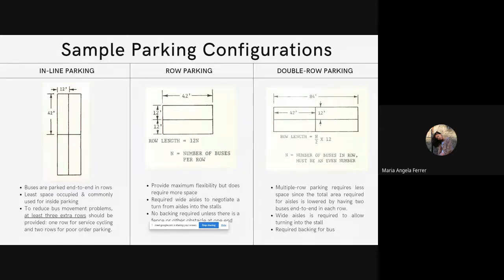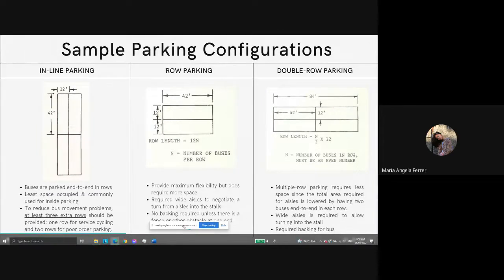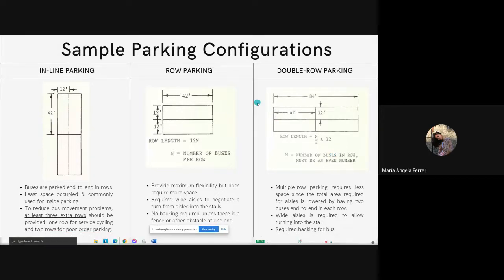So here we have several sample parking configurations for the buses. The first one we have is inline parking. For this configuration, buses are parked end to end in rows, and least space is occupied, which is commonly used for inside or indoor parking. To reduce bus movement problems, since it's arranged end to end, there have to be at least three extra rows provided. One row for service cycling and another two for poor order parking.